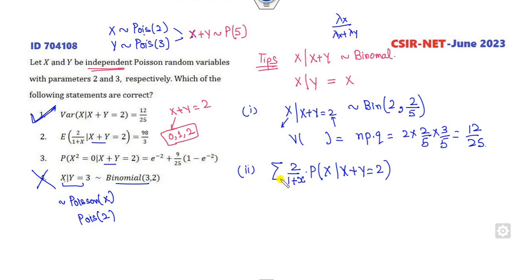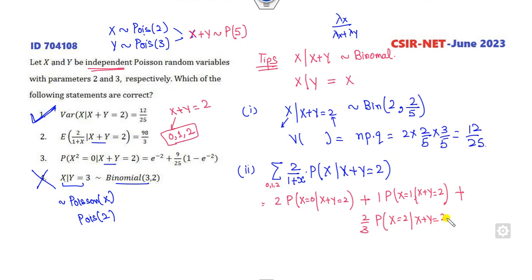There are only 3 possibilities. So x is 0, 1, 2. When x is 0, the answer is 2 times the probability of x equal to 0, conditioned on x plus y equal to 2. Plus, when x is equal to 1, it is 1 times the probability of x equal to 1, given x plus y equal to 2. Plus, when x is equal to 2, it's 2 over 3 times the probability of x equal to 2, given x plus y is equal to 2.